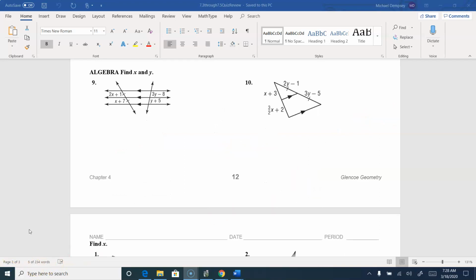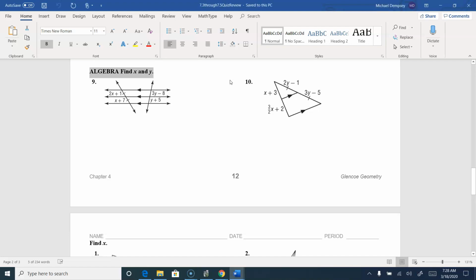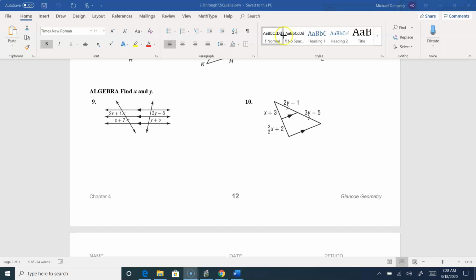And in 9 and 10, we're going to set up equations to solve. Okay, so in number 9, we have our parallel lines, proportional parts. We could say 2x plus 1 over x plus 7 equals 3y minus 8 over y plus 5. No, that's not going to be solvable. But I do have that 2x plus 1 and x plus 7 are marked congruent to each other. So if they are marked congruent to each other, I can go ahead and take that equation and use it.